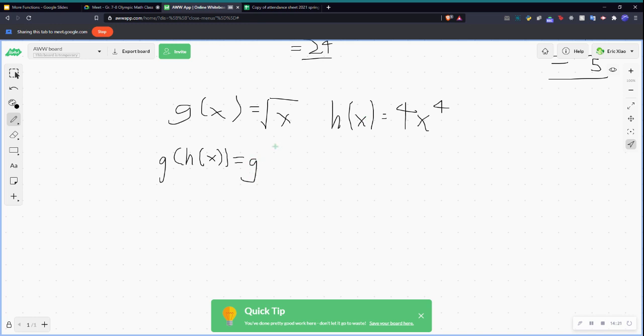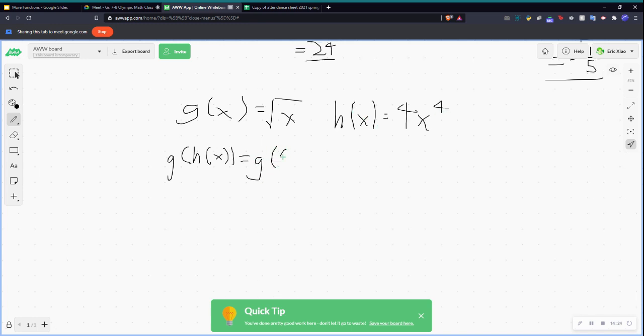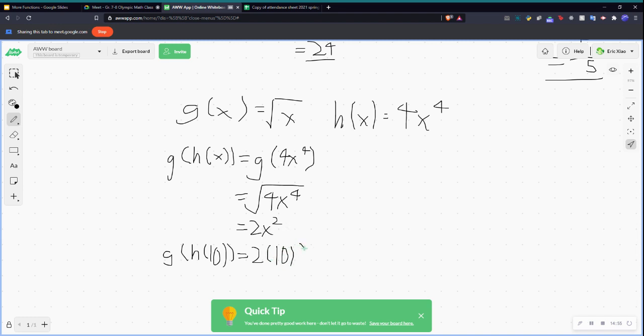So we have G at H of x, which equals 4x to the 4. And we just take the square root of that because that's what G of x is. And if you simplify it, then you get 2x squared. And now it's easy to substitute. So we just do G of H of 10. This is 2 times 10 squared. So yes, it was 200.